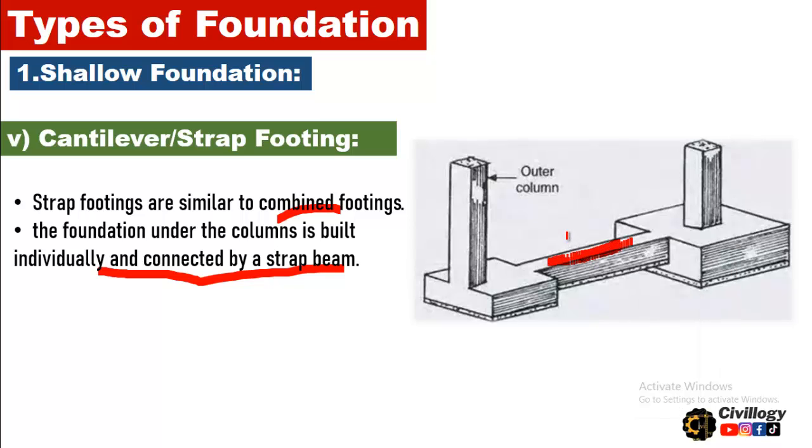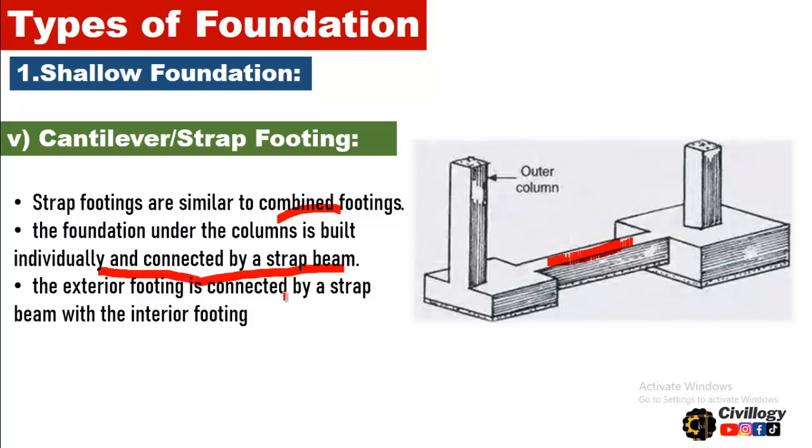Okay, and the exterior footing is connected by a strap beam with the interior footing. As I told you before, this is the exterior column and this is its foundation, and this is the interior column, and both footings are connected with the help of a beam. Such type of foundation is called strap footing or cantilever footing.